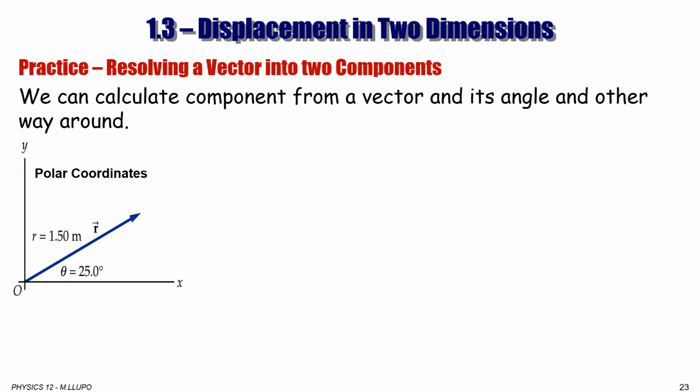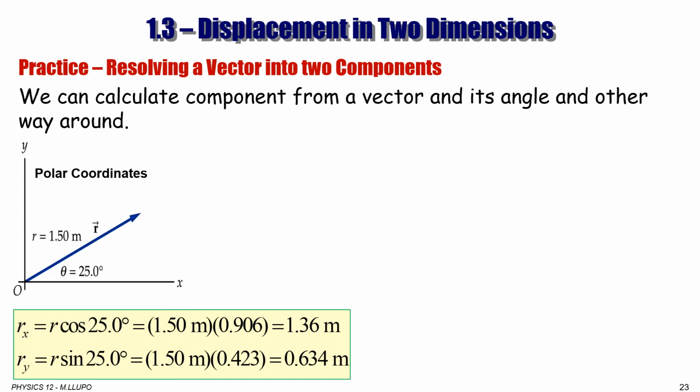Now here is another practice. This time it is a reverse. You do have the magnitude of the vector r, and you do have the angle theta, which is 25 degrees. I want you to calculate rx and ry, so the x component of r and the y component of r. Pause the video, and calculate what rx is equal to and what ry is equal to.